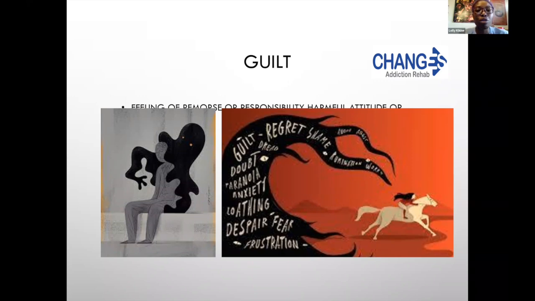As I've already gone through the definition of guilt as it's put forward, I have also added two visual representations of guilt. The first one on the left-hand side emphasizes the all-consuming nature of guilt, and the second one has more of the all-consuming. As you can see, there's that build-up and that feeling of being chased, and what one can experience when feeling guilt. There are also some definitions in there of regret, shame, doubt, paranoia, anxiety, loathing, despair, fear, and frustration. So although guilt is that one feeling, it comes along with a bunch of other emotions. Moving on to the next slide.